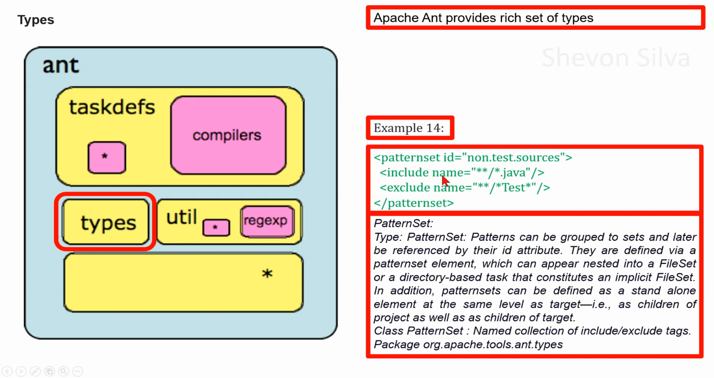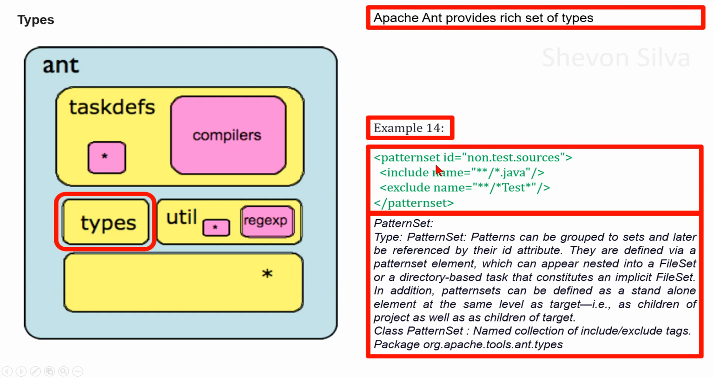Now we are considering pattern set. Type pattern set. Patterns can be grouped into sets and later be referenced by their ID attributes. They are defined via a pattern set element which can appear nested into a file set or a directory based task that constitutes an explicit file set.